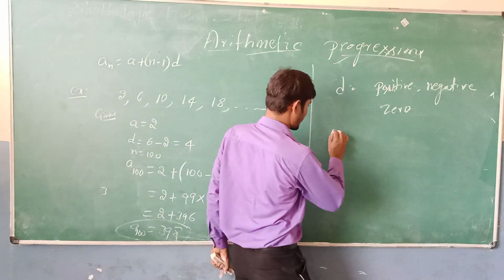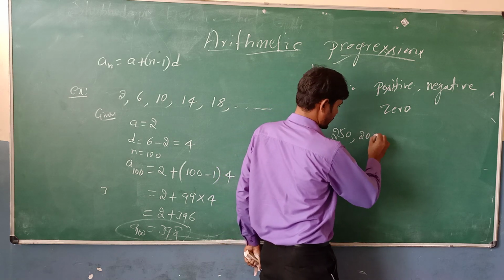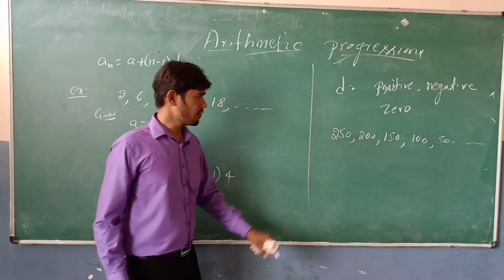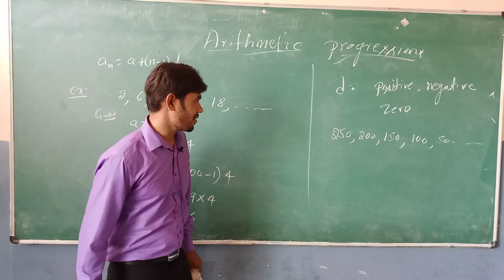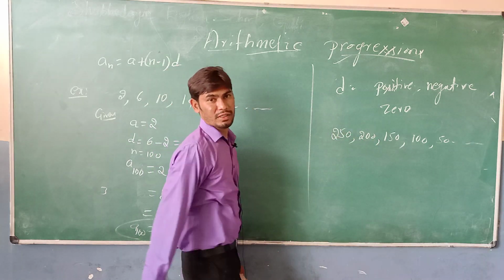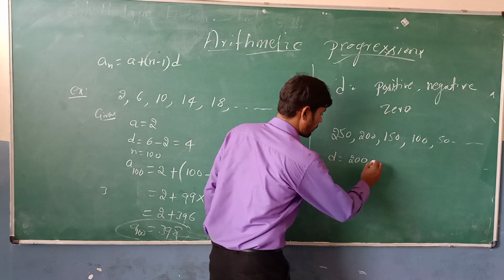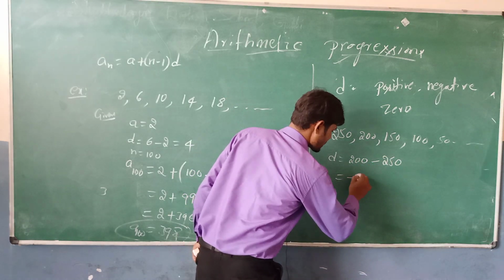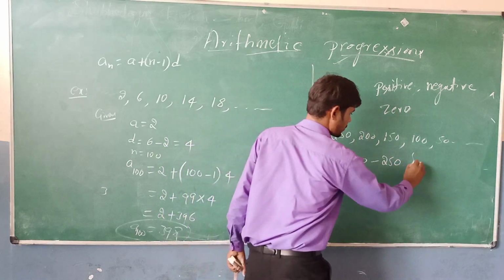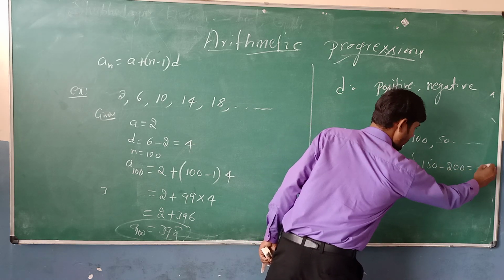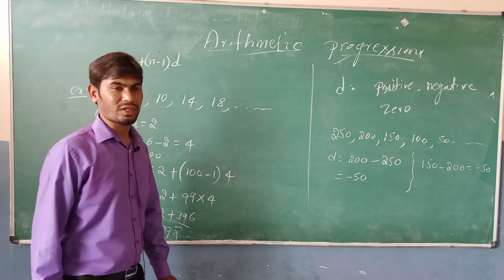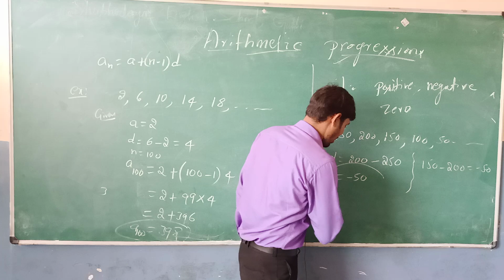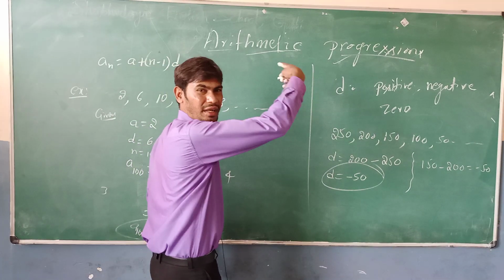Next, another example: 250, next 200, next 150, next 100, next 50, and so on. What is the common difference? It is the second term, or next term, minus the previous term. The next term is 200 minus the previous term 250, which is minus 50. Here also 150 minus 200 is minus 50. And 100 minus 150 is also minus 50. That's why the common difference D can be positive or negative.